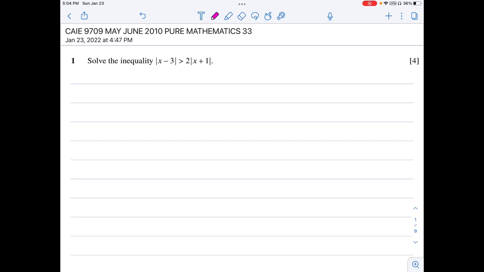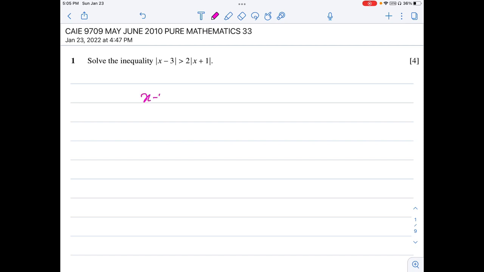So welcome, this is CAIE, Major 2010, paper 33, pure maths 3, question 33. There are around 10 questions, but the 10th question is from the concept of vectors and planes. It has been deleted and sent to pure mathematics. Therefore we are doing only the 9 questions. The first question is from inequality.